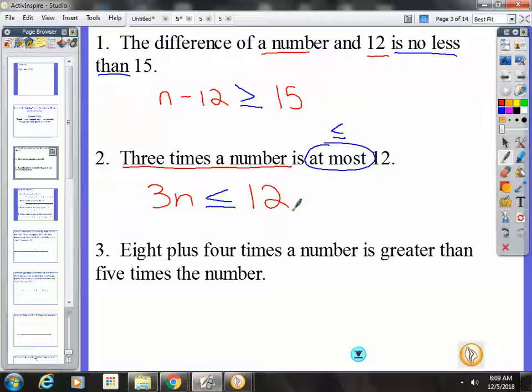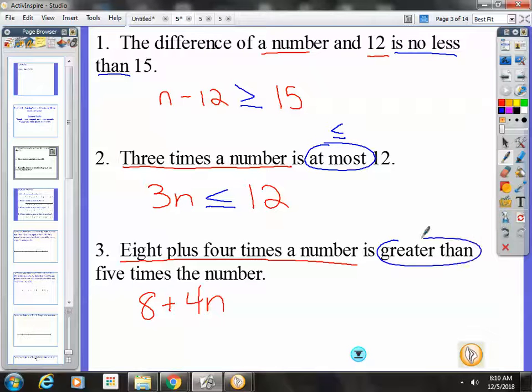Number 3, 8 plus 4 times a number is greater than 5 times the number. So let's break this apart. 8 plus 4 times a number. What would that look like? 8 plus 4 times a number. There we go. 8 plus 4 times n. Is greater than 5 times the number.